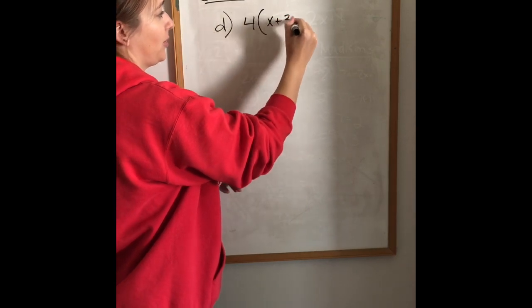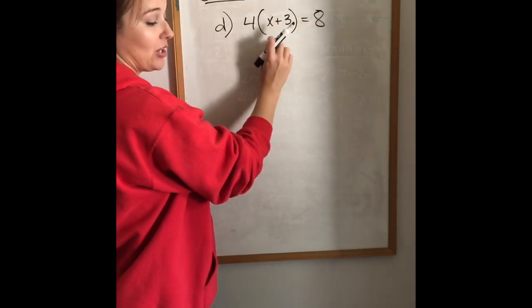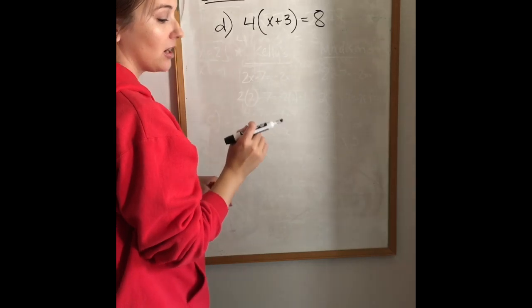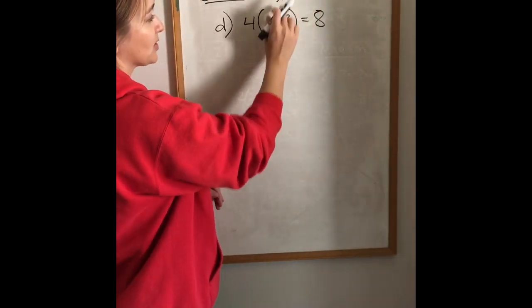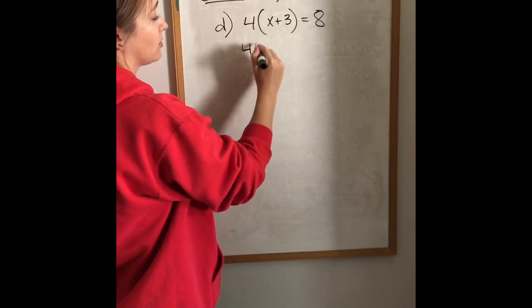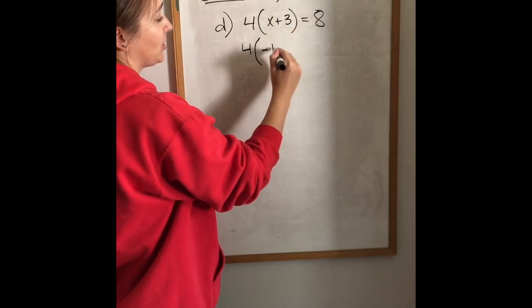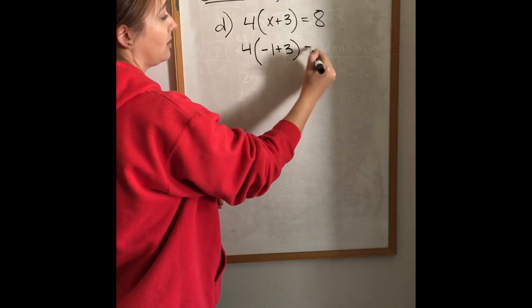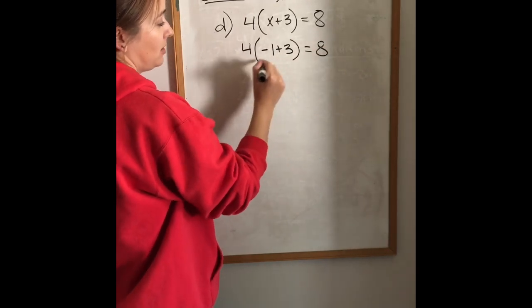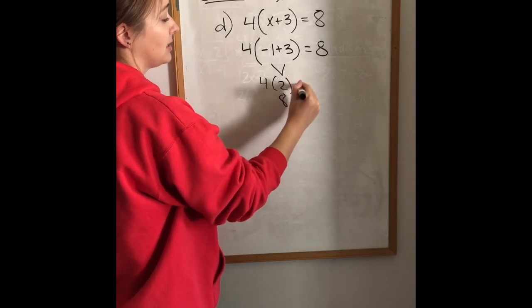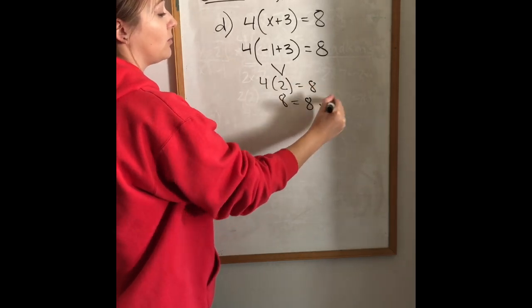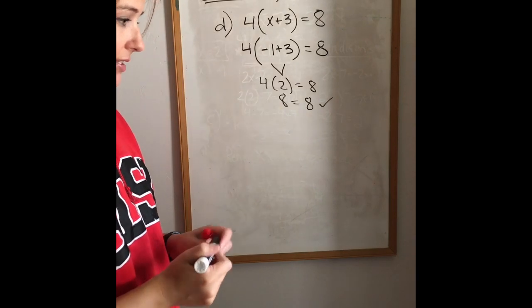Just real quick. This was our equation from 661. Our solution we found was x equals -1. Let's plug in that -1 for x, so we have 4, parentheses, -1 plus 3 equals 8. -1 plus 3 is 2. 4 times 2 is 8. 8 equals 8, and we are good to go. So that's 662.